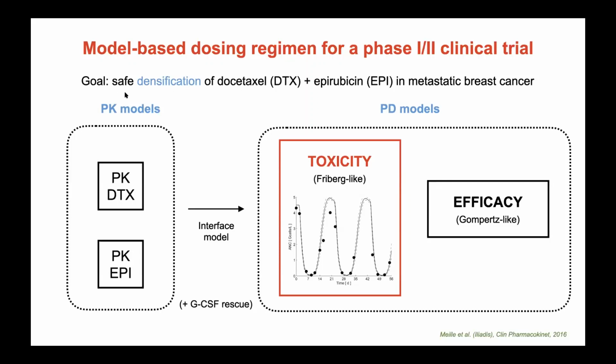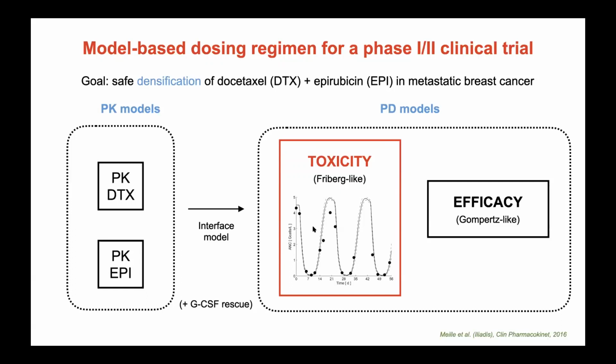with the goal to do this safely, because previous attempts had resulted in toxic deaths when trying to densify the scheduling. So the model was based on the combination of PK models, classical PK models for docetaxel and epirubicin, and PD models, mostly focused on the toxicity, toxicity here being hematological toxicities quantified by absolute neutrophil counts, which are the counts of neutrophils.